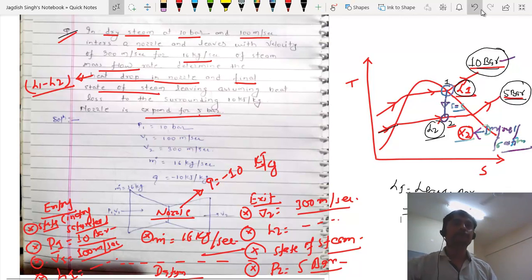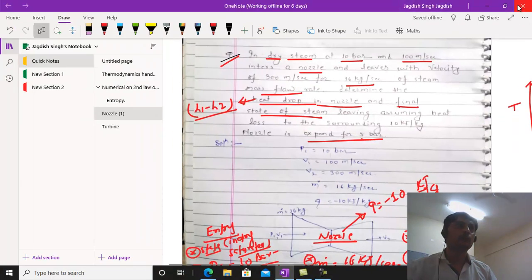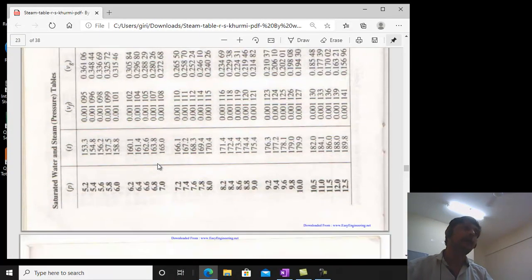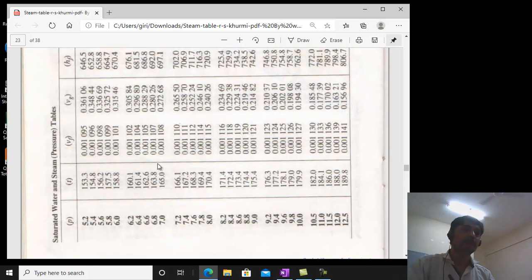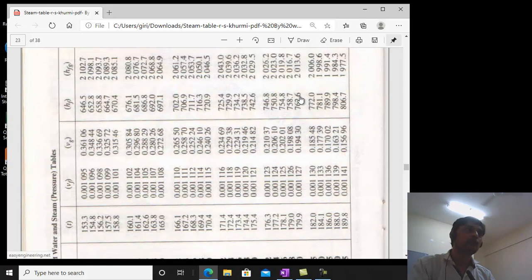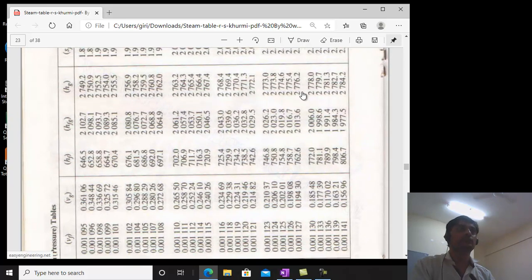So from a steam table, we can find out Hg at 10 bar. You can observe here, this is 10 bar. At 10 bar, we can see here this value of Hg is 2776.2.